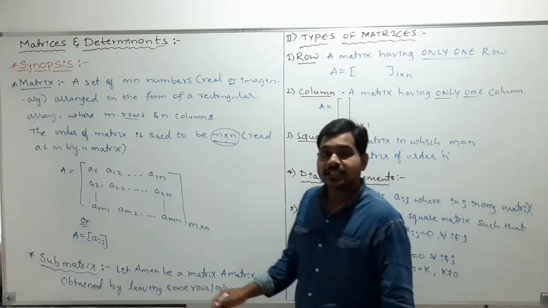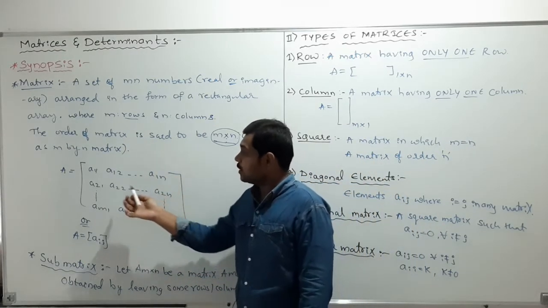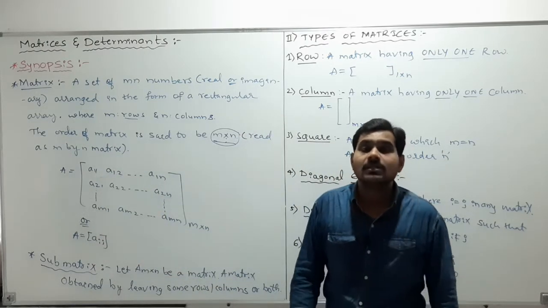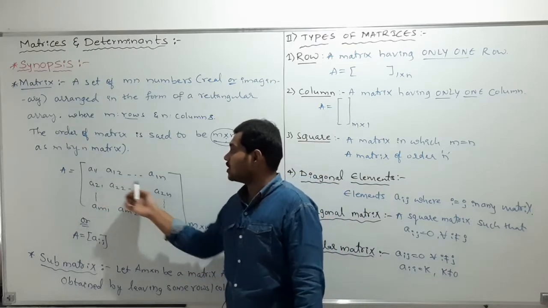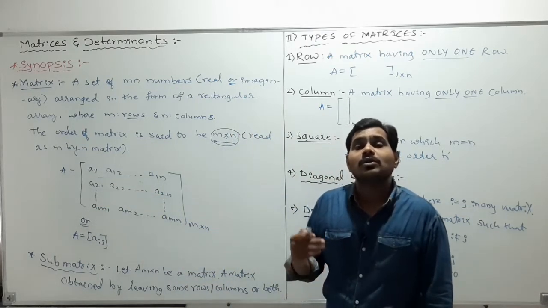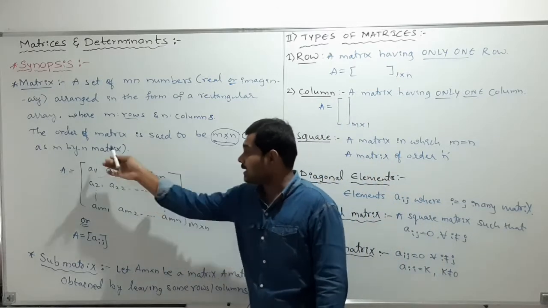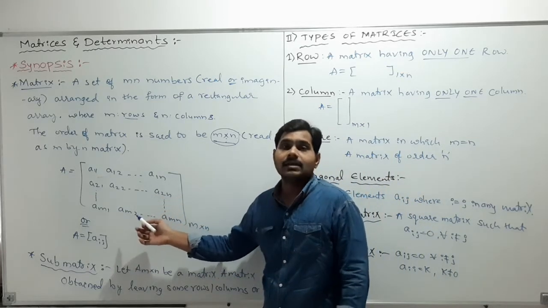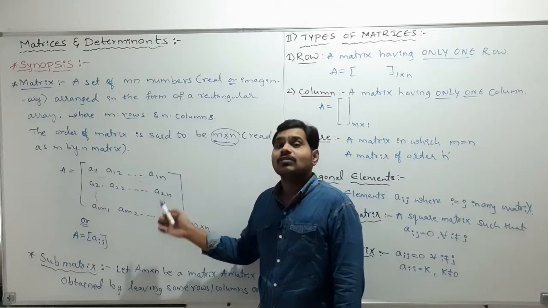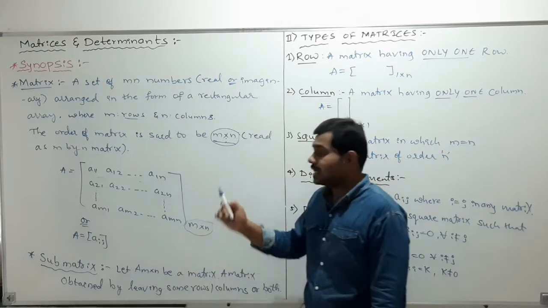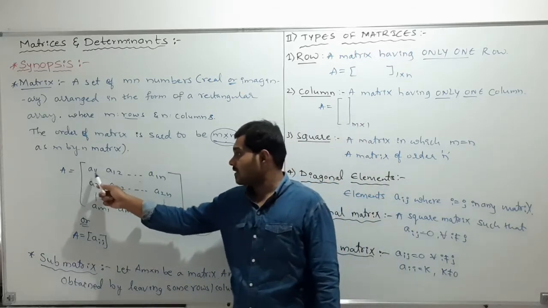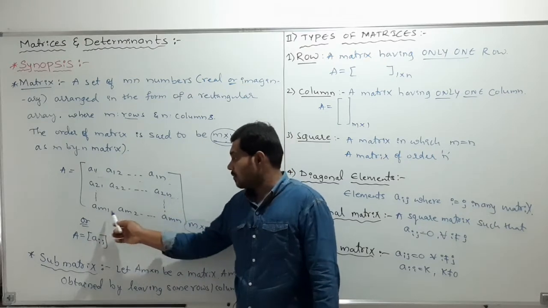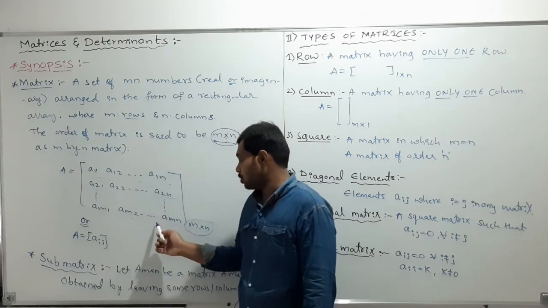I think everyone knows, but still I'll remind you: this we call rows and this we call columns. Clear? The horizontal lines indicate the rows and the vertical lines indicate the columns of the matrix. In general we write the matrix inside brackets, a matrix of the order m cross n, like this. The first row: a11, a12 and so on up to a1n. Then a21, a22 and so on up to a2n. The last row: am1, am2 and so on up to amn.